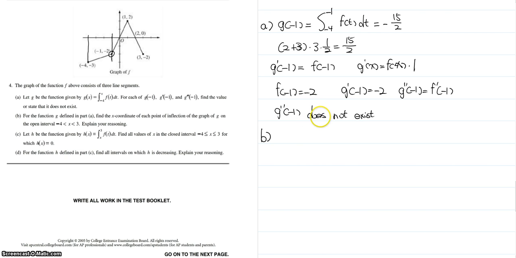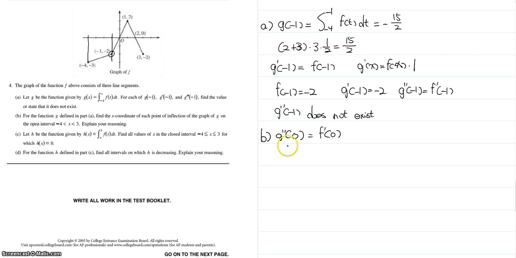Now let's look at B. For the function g defined in part A, find the x-coordinate of each point of inflection on the graph of g. What's a point of inflection? It's when g double prime equals 0. We already know that g double prime is f prime, so we need f prime equals 0. And technically speaking, there isn't any point on this graph where f prime equals 0.